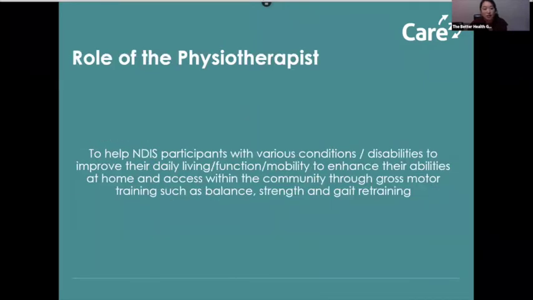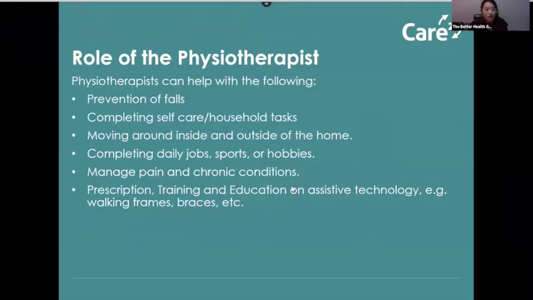What do we do? In a nutshell, we help NDIS participants with various conditions and disabilities to improve their daily living function and mobility, and to enhance their abilities, whether at home or accessing the community, through gross motor training such as balance, strength, and gait retraining. A physiotherapist can help with a number of things.